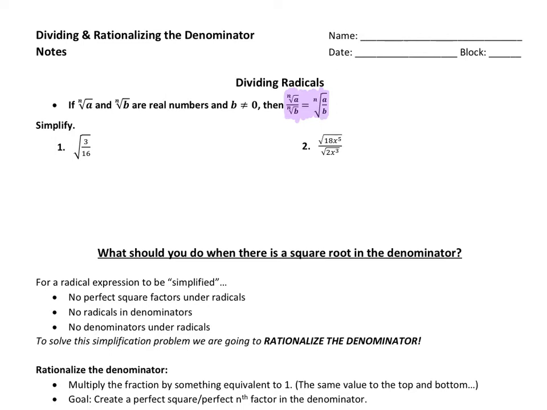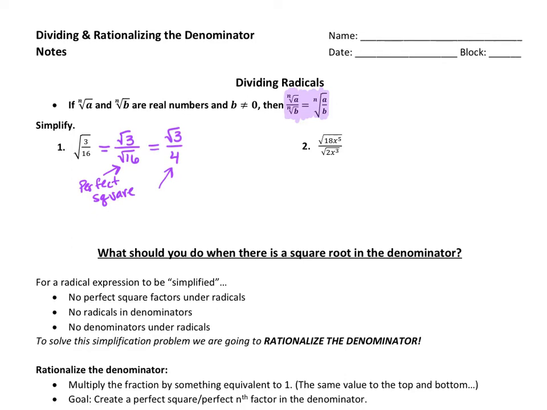So let's put this into action. In number 1, I have a big square root of 3 over 16. Well, I know 16 is a perfect square, so I can take this big root and split it into two little roots. Now, the square root of 16 is a perfect square, so instead of square root of 16 on the bottom, I can make it a 4. And on the top, I'll have square root of 3. Now, when we're dividing radicals and rationalizing the denominator, our goal is to always make sure there are no radicals or roots in the denominator. So that's why this rule of splitting is really helpful, because now I no longer have a root in the denominator.